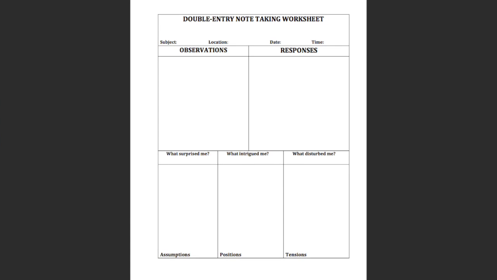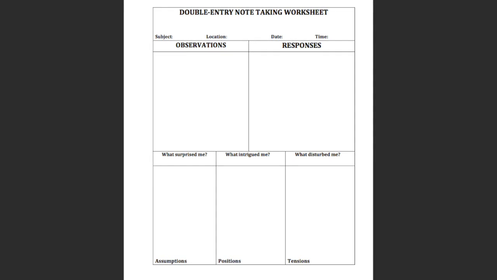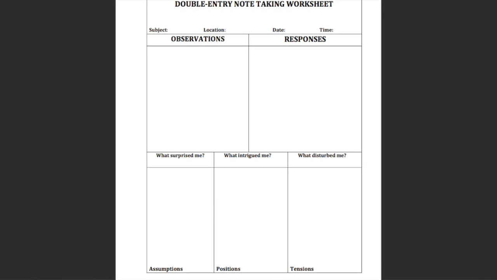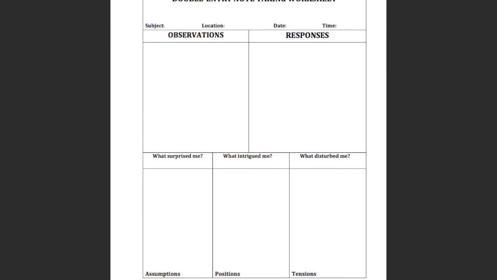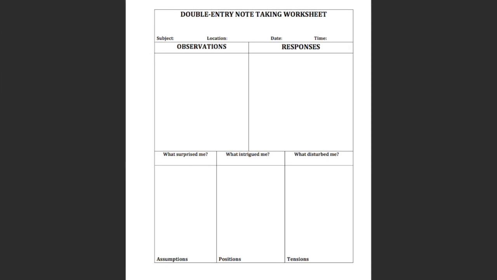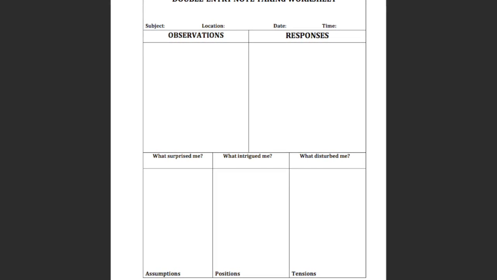Basically, it is a note-taking worksheet which is divided into two sections. In the first section, you have to write down exactly what you see, recording exactly what you see, and then on the other side, you have to record how you react to what you see. So you have what you see and how you react to what you see. And now at the bottom, they have 3 columns where you are invited to analyze your field notes in terms of what surprised you, what intrigued you, and what disturbed you.